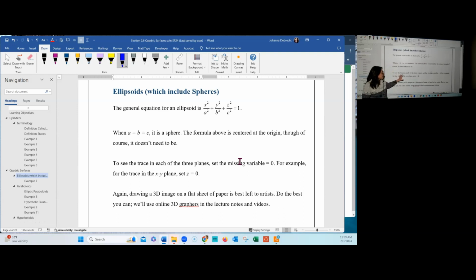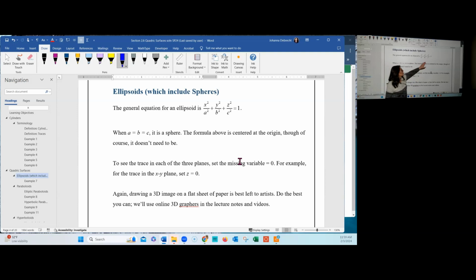To see the trace in each of the three planes, you set the missing variable to be 0. For example, if I want to know what the trace of an ellipsoid looks like in the xy plane, z is not present, so z is 0.